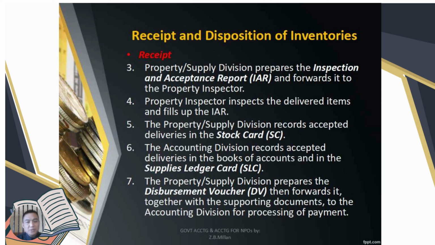The property or supply division records accepted deliveries in the stock card, and accounting division records accepted deliveries in the books of accounts in the supplies ledger card po. So, dalawang records po yan. You need to compare at the end of the reporting period para ma-check if may discrepancies or wala, guys. The property or supply division prepares the disbursement voucher, then forwards it together with the supporting documents to the accounting division for processing of payment.